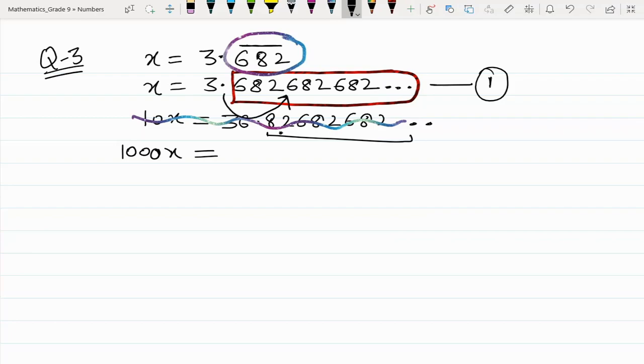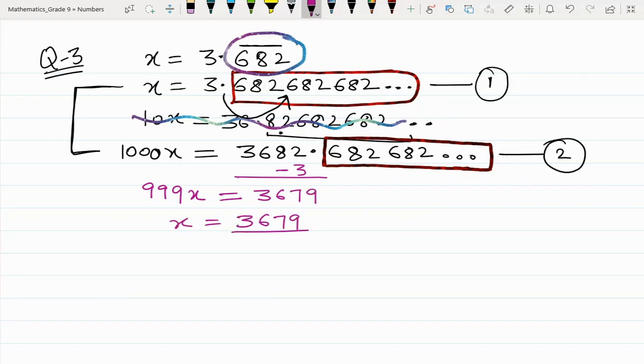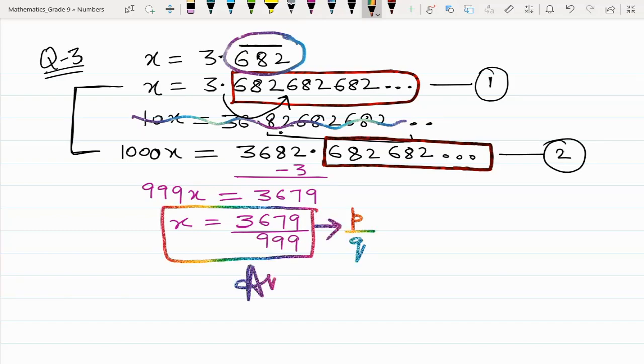1000x equals, so your right side is going to become 3682.682682 and so on. Now you can see that your right side after the decimal is exactly matching with equation 1. So this becomes our equation 2. Let's subtract. So what will you get? 1000x minus x will be 999x, and on the right hand side the decimal part is all vanished. So you have to subtract only 3 and you will be left with 3679. So your x becomes 3679 over 999 and that becomes your P by Q form. And this is your answer.